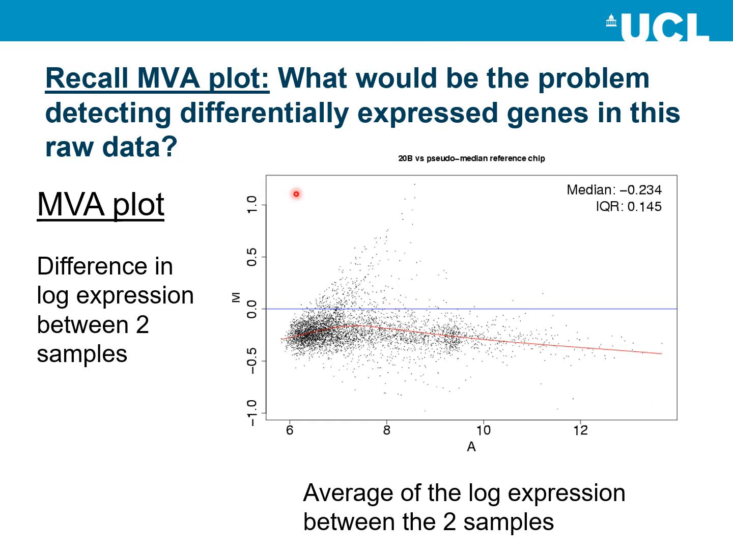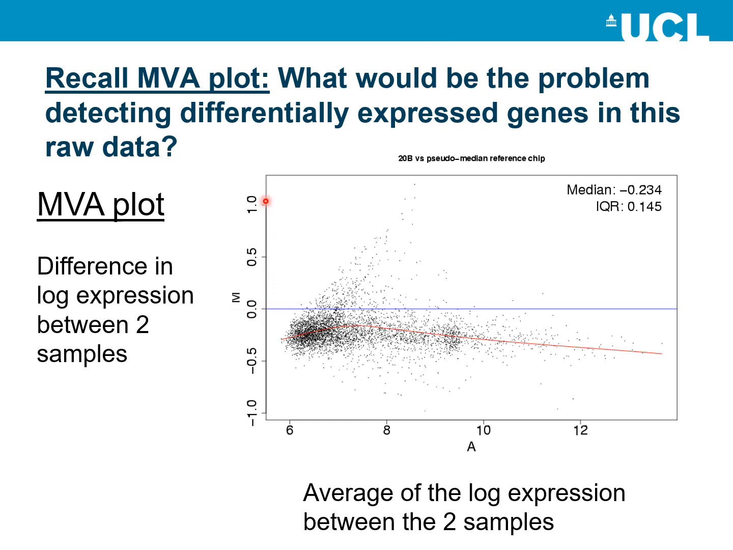So you might recall the MA plot from lecture 2 when we talked about normalizing data. So what would be the problem detecting differentially expressed genes in this raw data? So this is the MA plot. The M stands for minus. It's the log expression of one sample minus the log expression of the other sample. So it actually gives you sort of log fold change. How many times different is it?